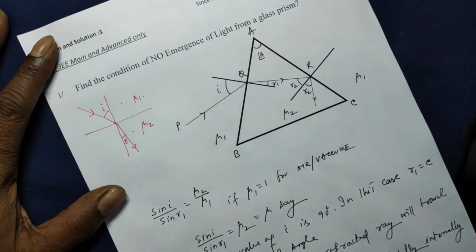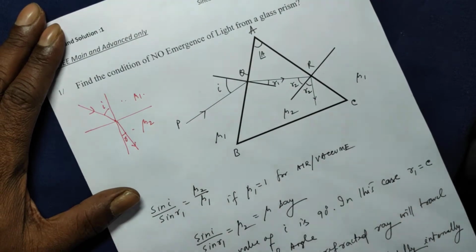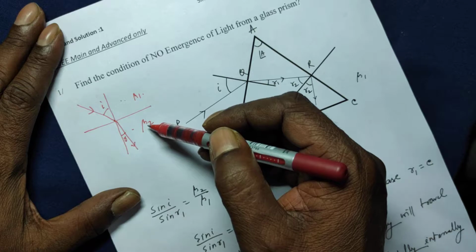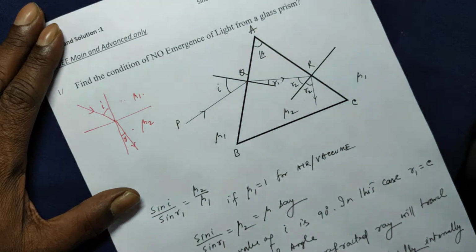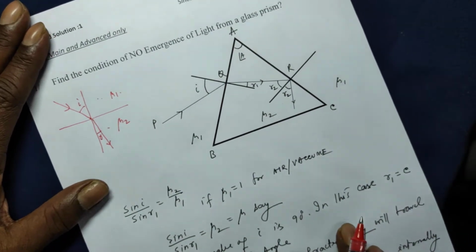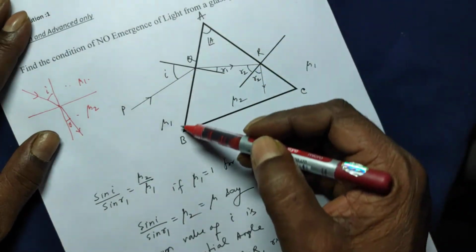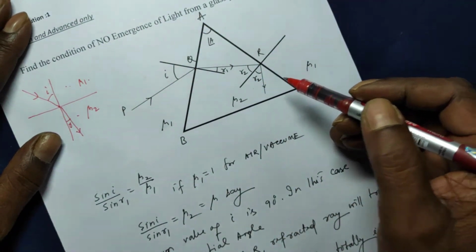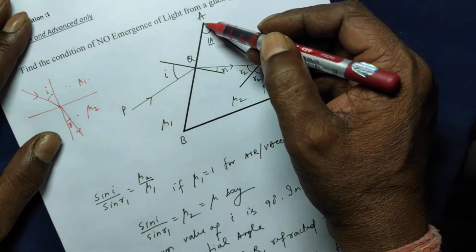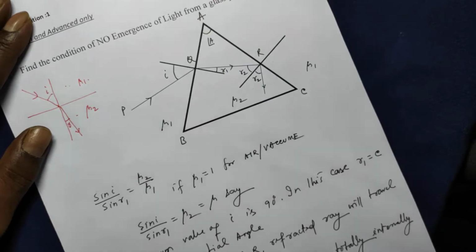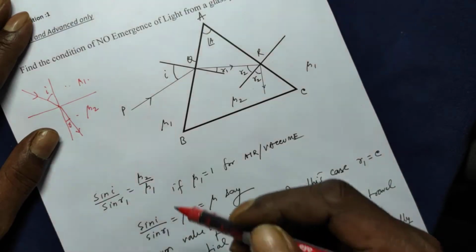This is what you know. And more the contrast in the refractive index, more will be the bending of light. That is the physical meaning of mu. Now, if you look at this diagram, this ABC is a glass prism. This is the base of the prism. So this angle A is called the angle of the prism and also called the refracting angle of the prism.